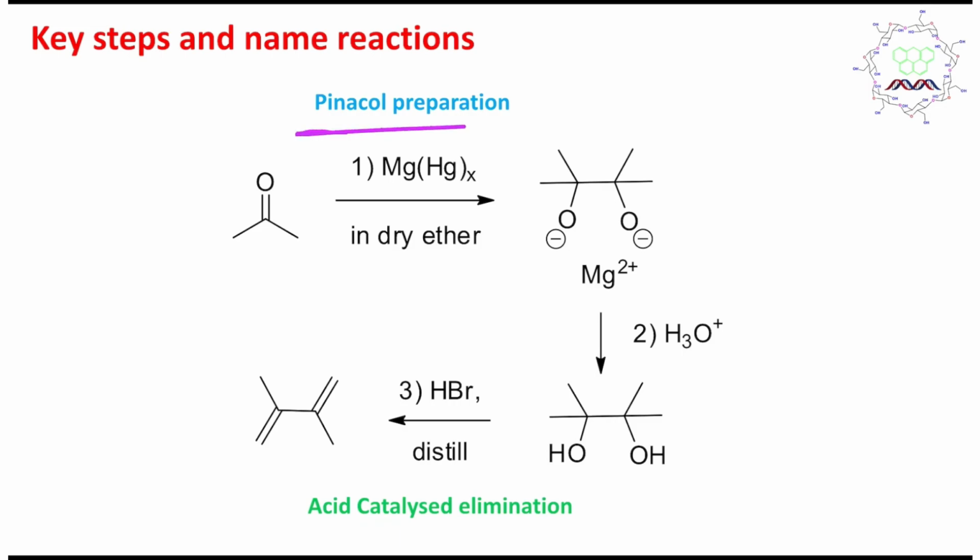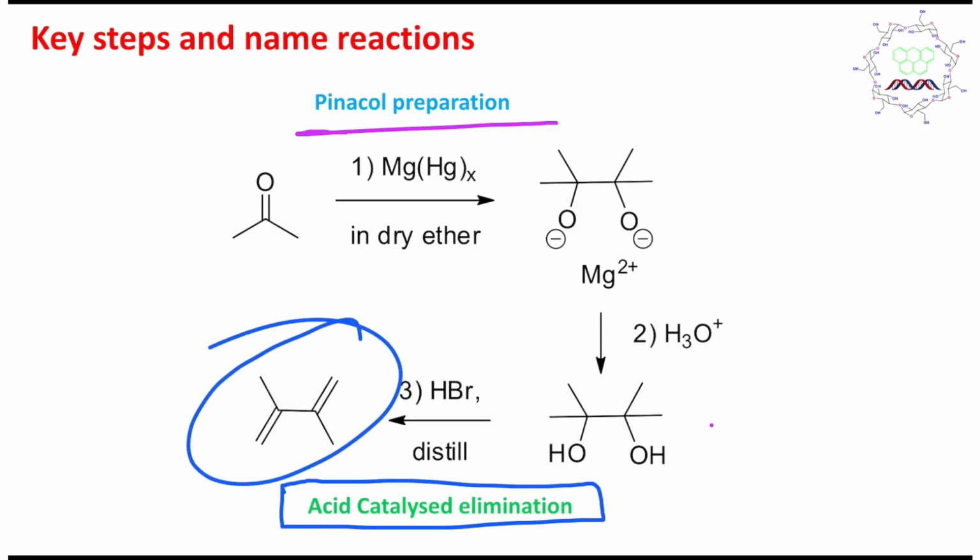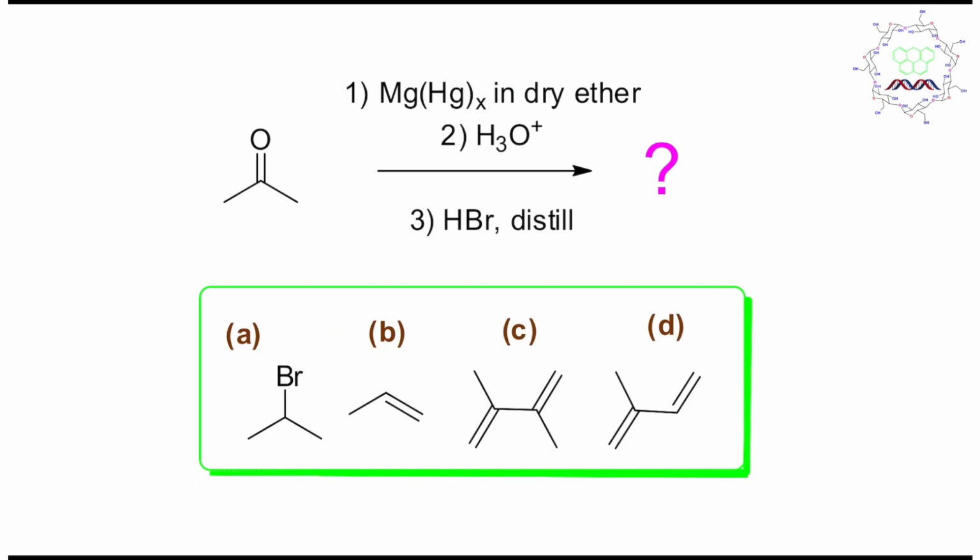First step is pinacol coupling, second step is workup, and the last step is acid catalyzed elimination or dehydration of alcohol to the corresponding alkene, and since it is a dialcohol here, it produces a 1,3-diene. So this is the product. So you can see here option C is the right answer.